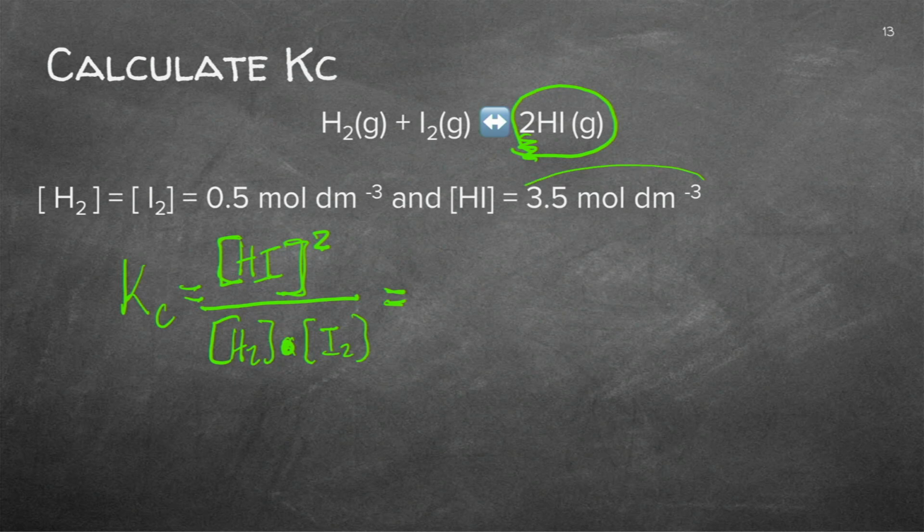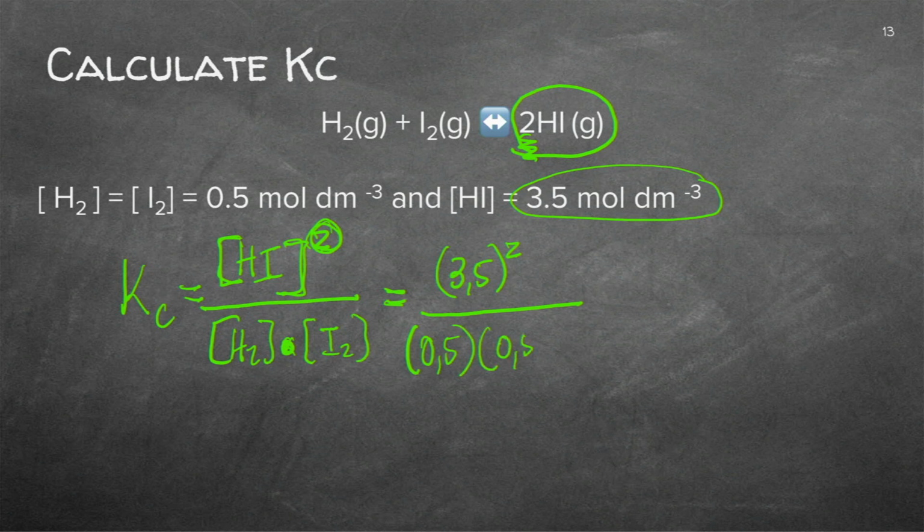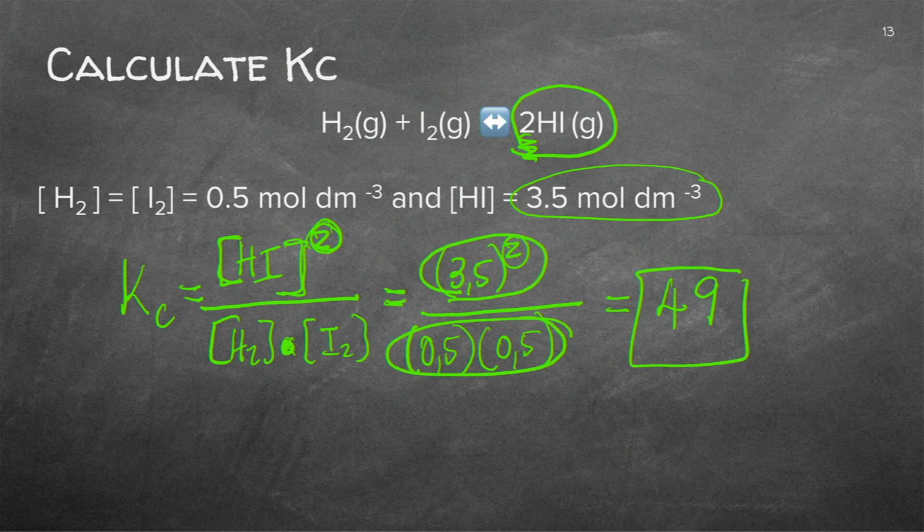So I've got that answer there. I'm going to put it in here. And remember the square, don't let it be evaporated from your calculation. H2 is 0.5, I2 is 0.5, and if you have your calculator with you, you will find, remember the square, an answer of 49. And it makes sense. It's a bigger number, because there's more product than reactants.